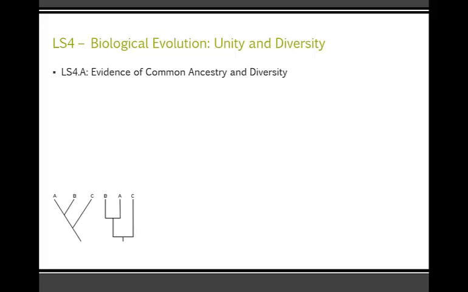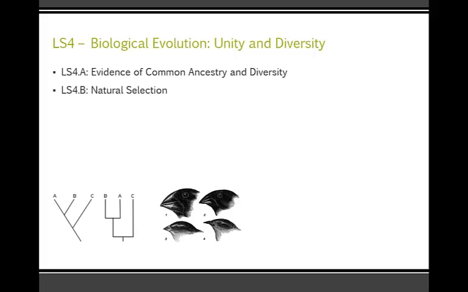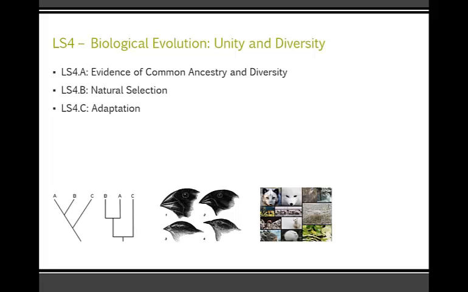LS4A is evidence of common ancestry and diversity. And the essential question is what evidence shows that different species are related? LS4B is natural selection, and this addresses questions of how genetic variation among organisms affects their survival and their reproduction. LS4C is really that question of how the environment influences populations of organisms over multiple generations.